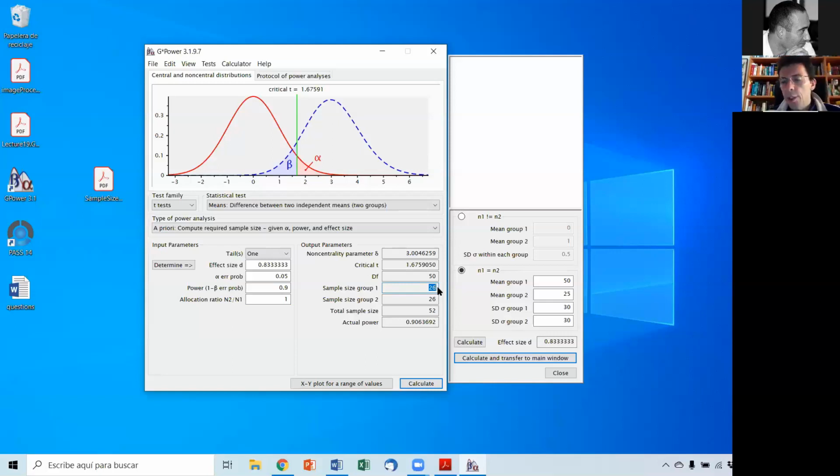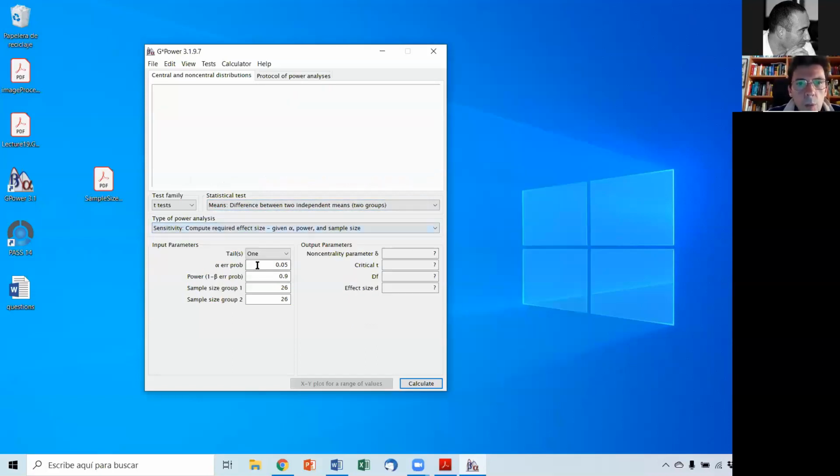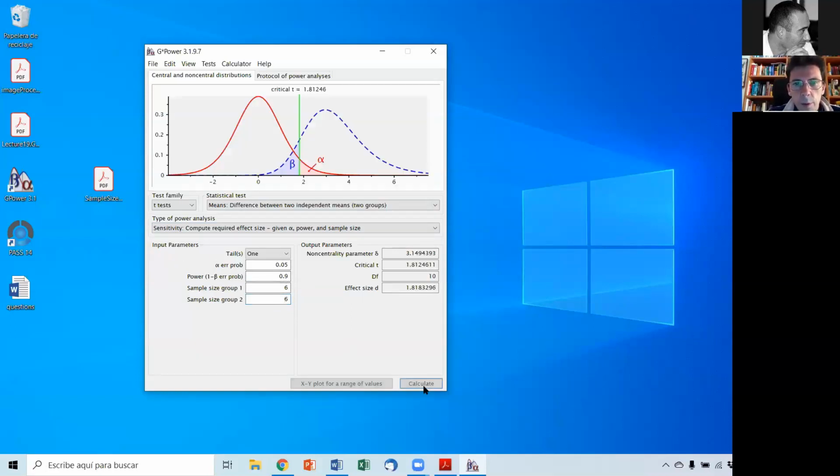So let's say that 26 animals per group is a lot in your setup, so I cannot do an experiment with 26 per group. I can only do it with 10, or with 6. Many experiments are done with 6. So then, what is the effect size if I use only 6 animals per group? With 6 animals per group, what I'm able to detect are effect sizes that are 1.8 standard deviations away.